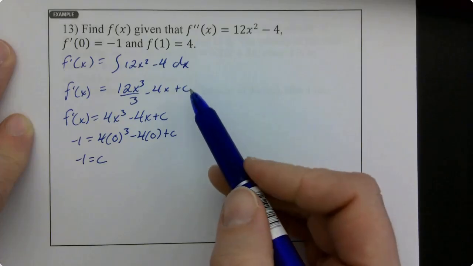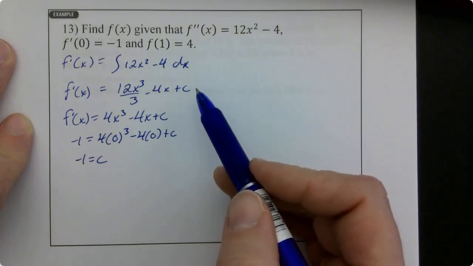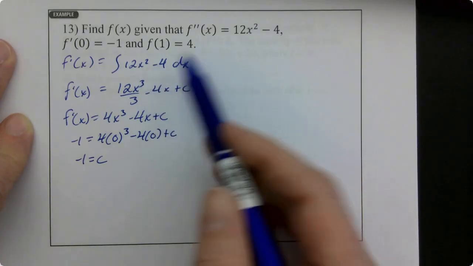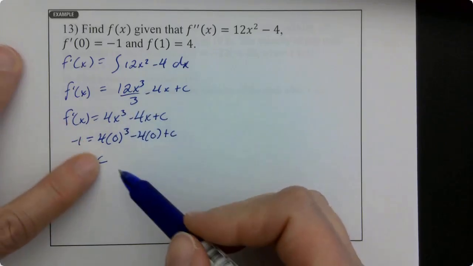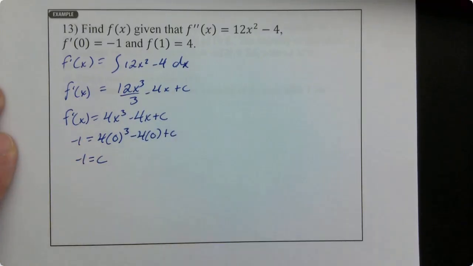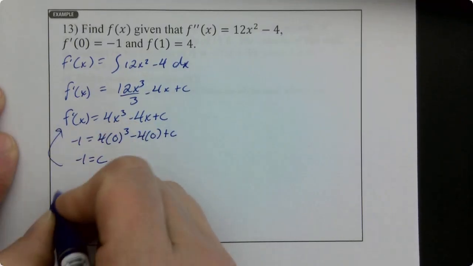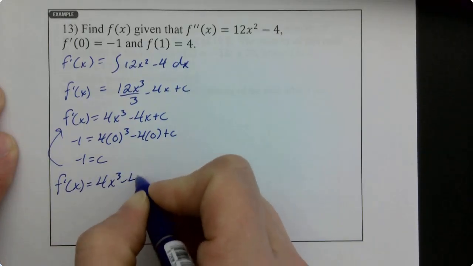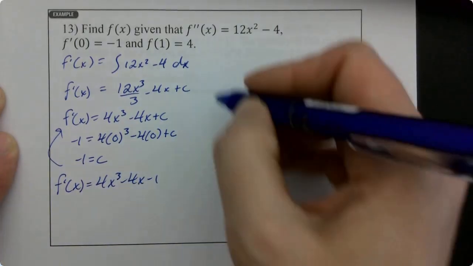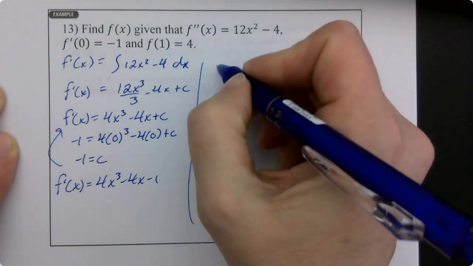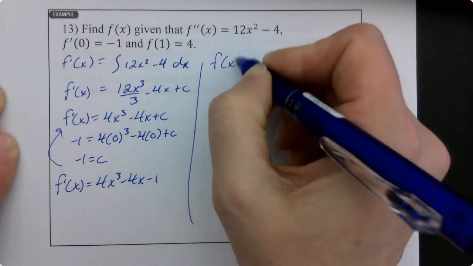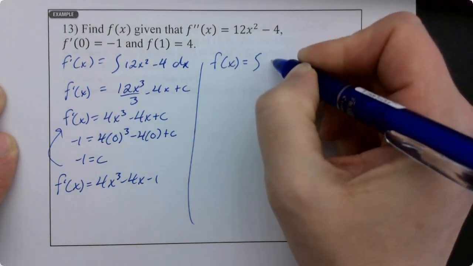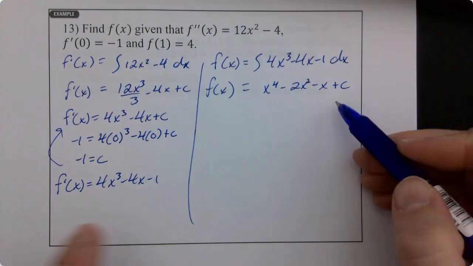So I'm working on doing the first half of the problem. So I'm integrating the second derivative to get the first derivative, and I solved for c, and I got that c is negative 1. So now I know that the first derivative function is actually 4x cubed minus 4x minus 1. So now I'm going to go over here and repeat the process for finding the original function, which would be the integral of the derivative function, the first derivative.